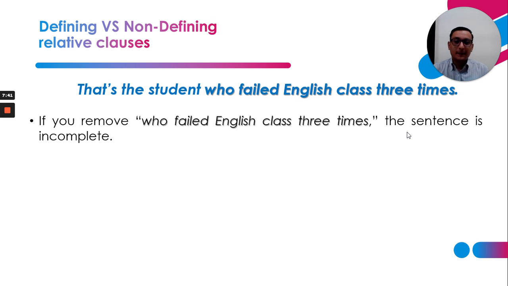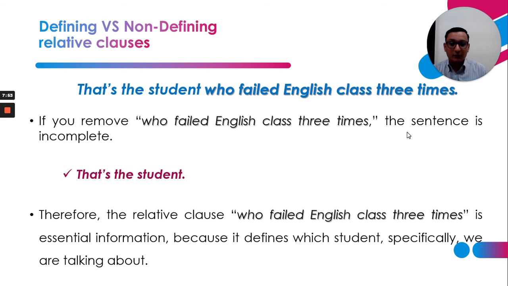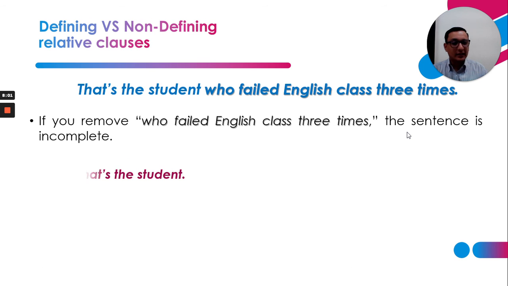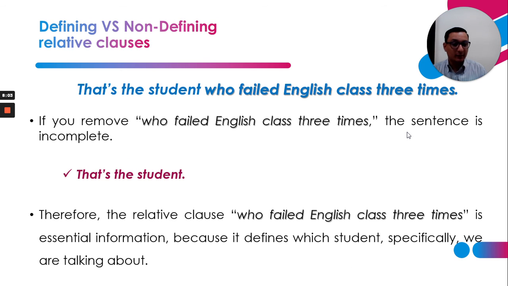Now, if we remove this, who failed English class 3 times, the sentence is incomplete. So we also need this, that's the student. I will need this relative clause. So be very, very careful about it. So in this one, if you remove who lives in California, not a problem, the meaning is clear, but here the meaning is not that clear. So we have to be careful about this.